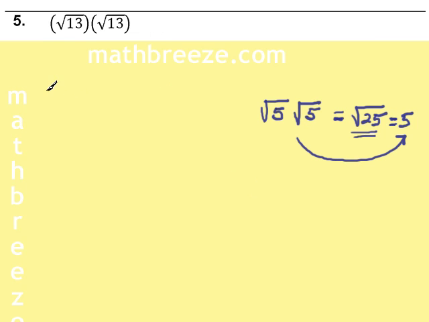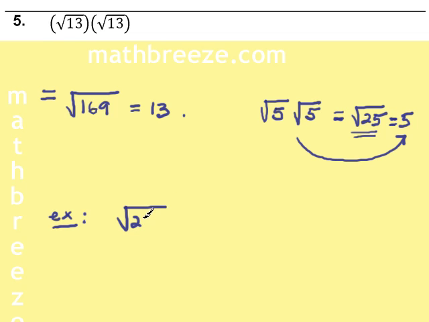Okay, so over here, the square root of 13 times the square root of 13, we could go straight to 13. Or if we multiply 13 times 13, we get 169, and the square root of 169 is equal to 13. Let's look at another little example. Let's say we have the square root of 279 times the square root of 279. Well, here I think rather than multiplying 279 times 279 and then taking the square root, we know that when we multiply a square root by itself, we get the number on the inside.